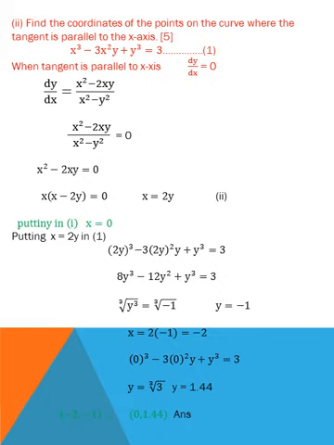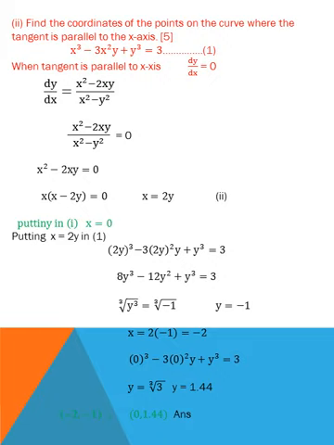Then I will put this value in equation number 1, which is given in the question in part 1. When I applied the value x is equal to 2y in equation number 1, I find that y is equal to minus 1. Then I again put this value in equation number 2, x is equal to 2y. So I find the value of x is equal to minus 2.